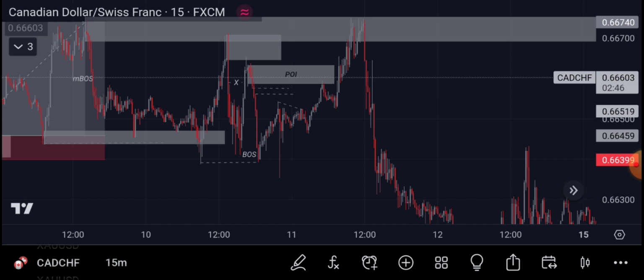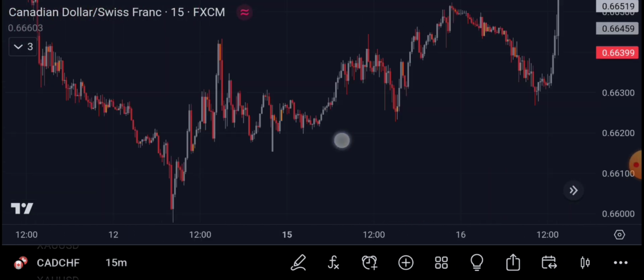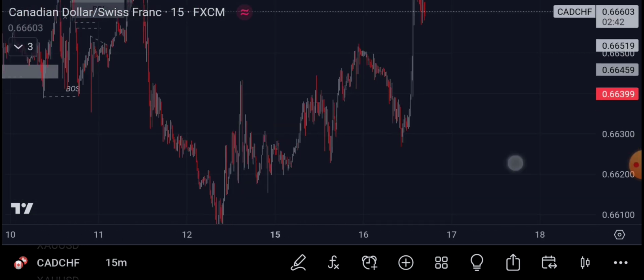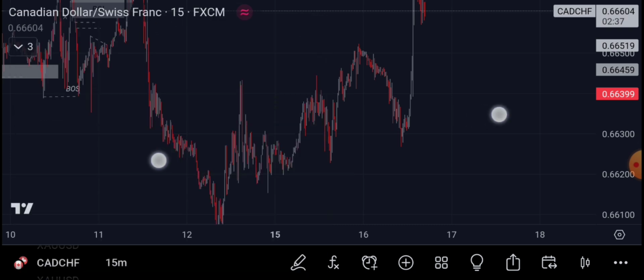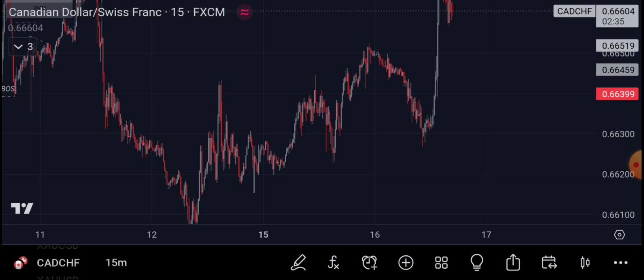Now that aside, this is what we're looking at. First thing is to identify the previous trend. You don't need to look back. You need to look at where you are now. What's price doing now? Understand? What is price doing now?